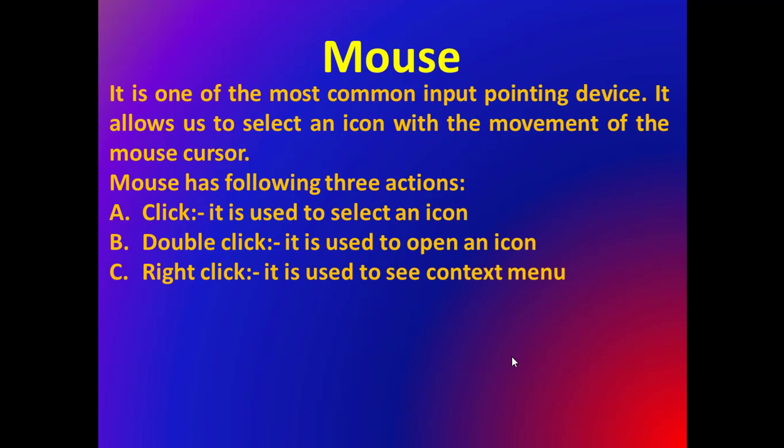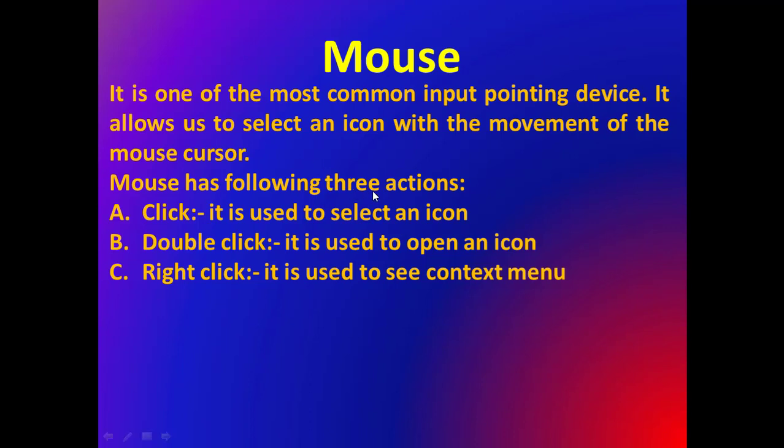Mouse. Mouse is also known as pointing device. A mouse has a small arrow also. When we move our mouse, that arrow also moves. That arrow is known as pointer. That's why we call mouse a pointing device also, because this is used to select objects on the screen. It is one of the most common input pointing devices. It allows us to select an icon with the movement of the mouse cursor.